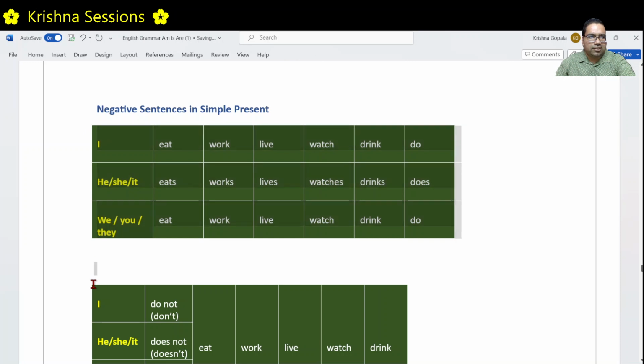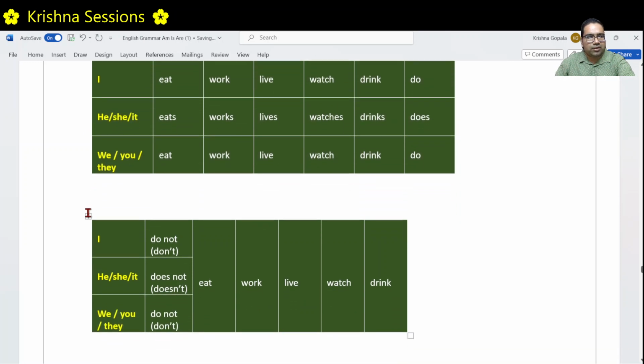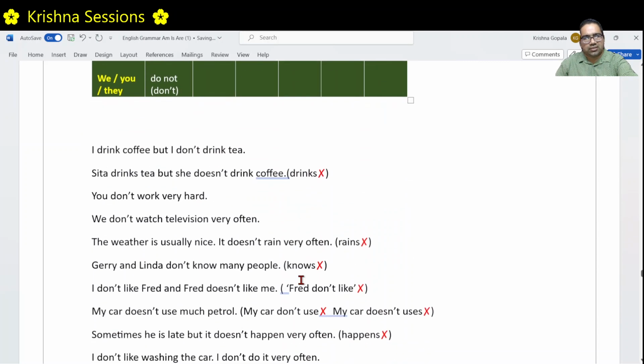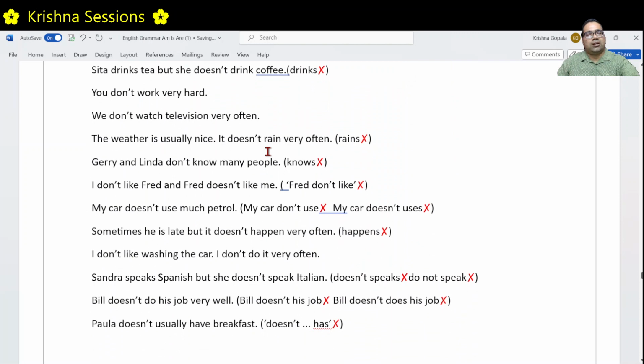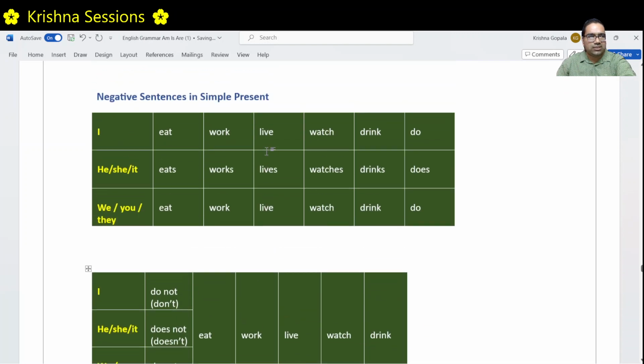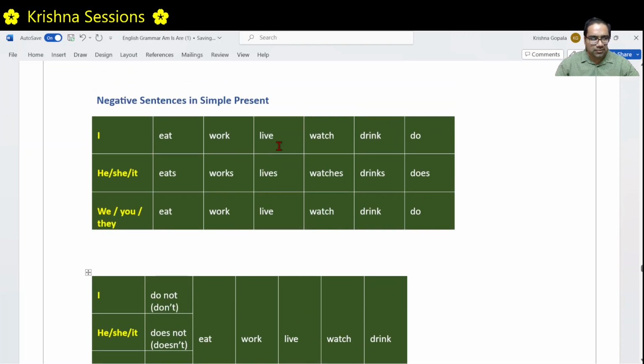Please notice this table, and this table. These are very important. You should note down these tables in a notebook and then answer these questions. Hope you understood how to use do not and does not, how to make negative statements in simple present tense.